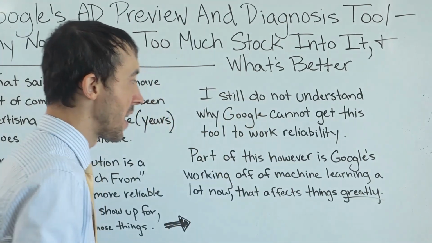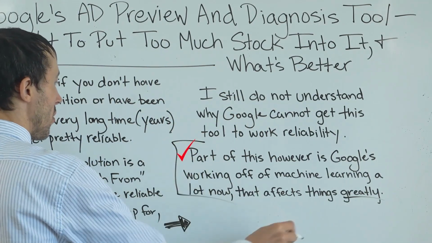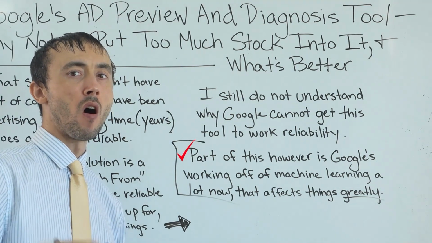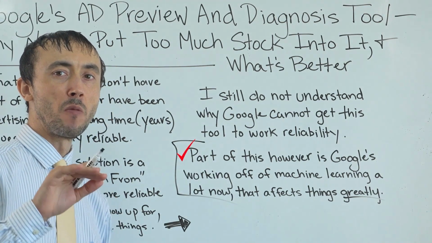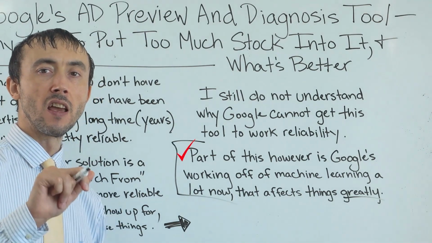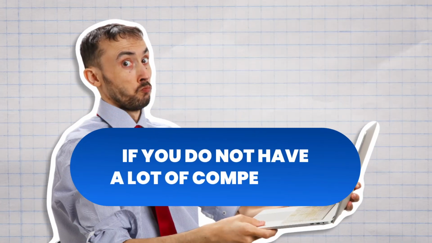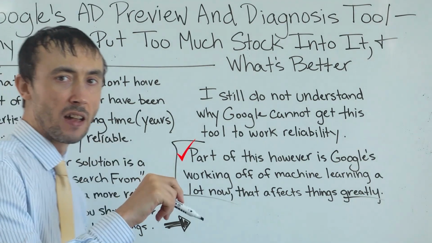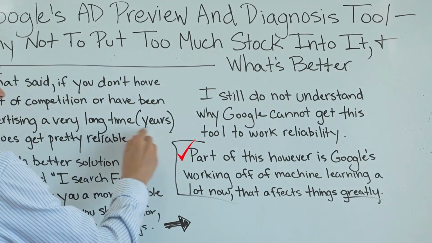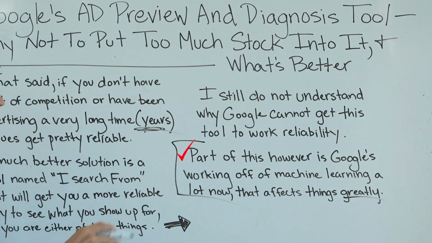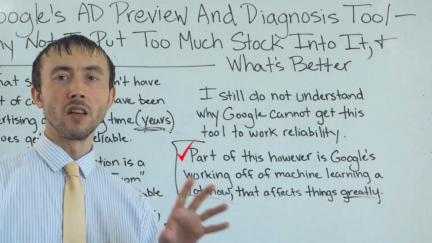Follow me? So that's a big reason why also, in addition to what I was talking about before, why it says you don't show up even though you are bidding on that term. And for many of the terms you bid on, why it is that it's saying that you don't show up for those terms. If you do not have a lot of competition or been advertising very long on Google Ads, when I say very long, I mean you haven't been advertising for several years already, then the ad preview and diagnosis tool isn't going to be very reliable.